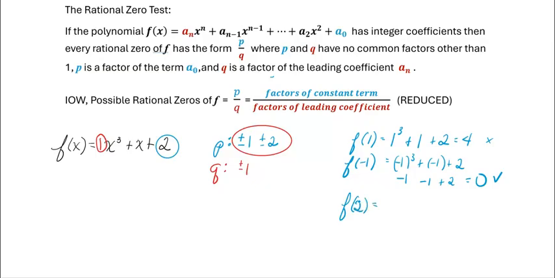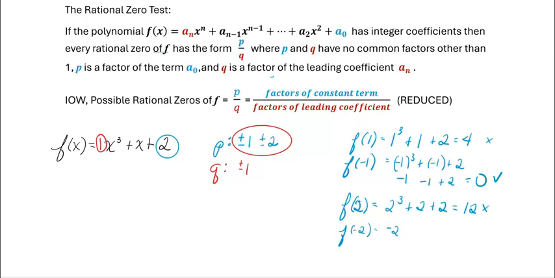But then I'll show you another way to do this with synthetic division so you don't have to test everything. Okay, so f of 2 would be 2 to the third plus 2 plus 2, which equals 8, plus 2 is 10, plus 2 is 12. That does not work.